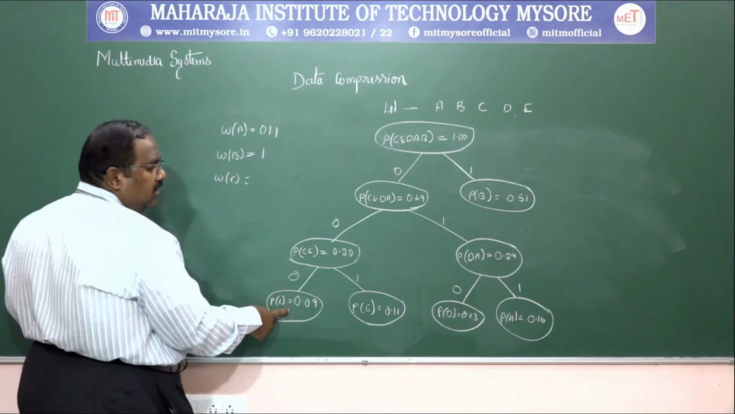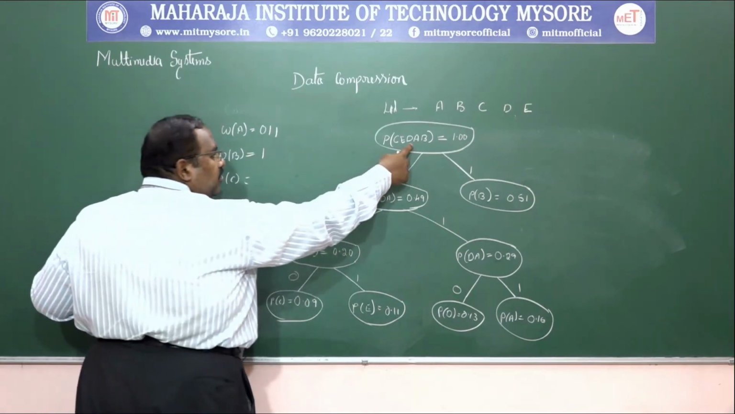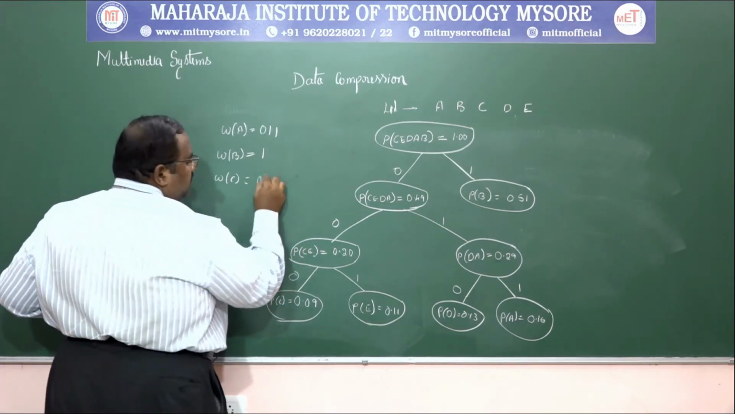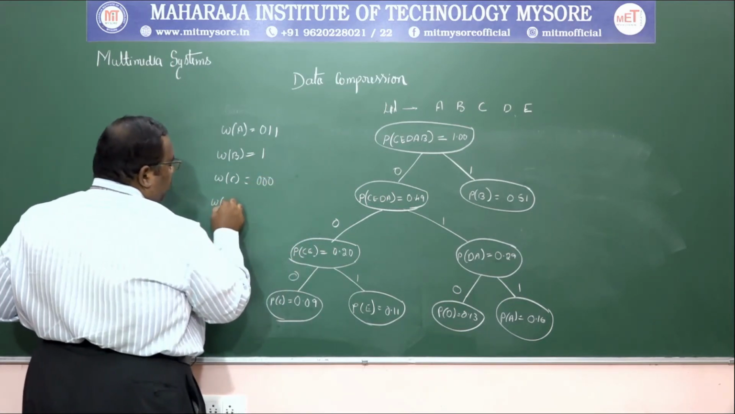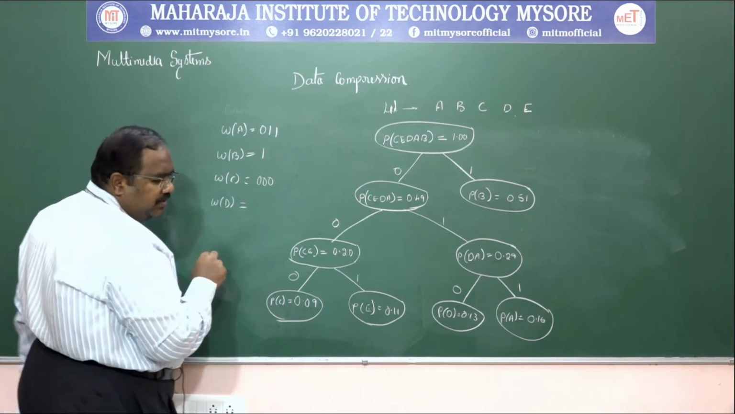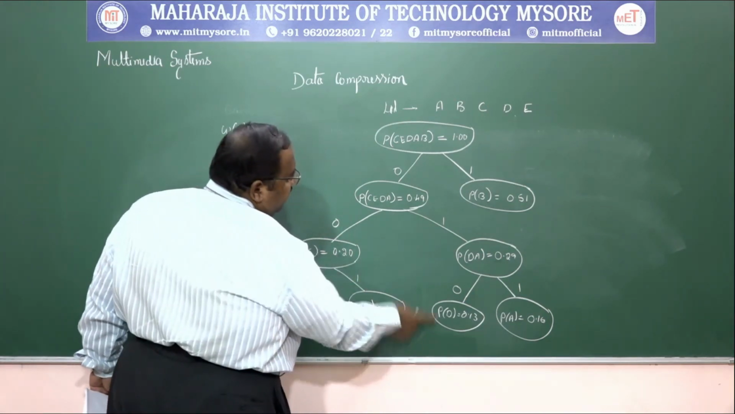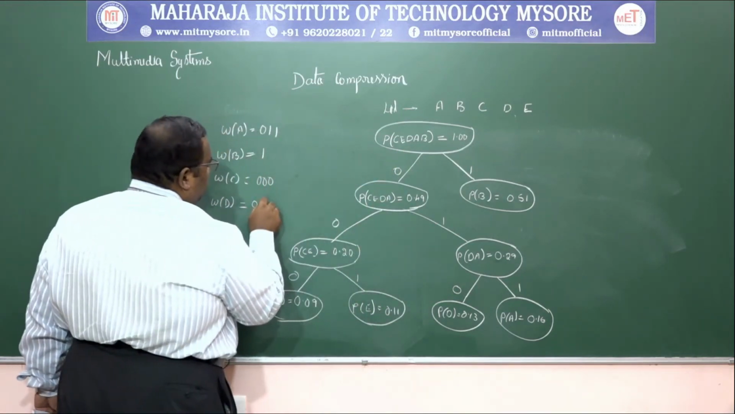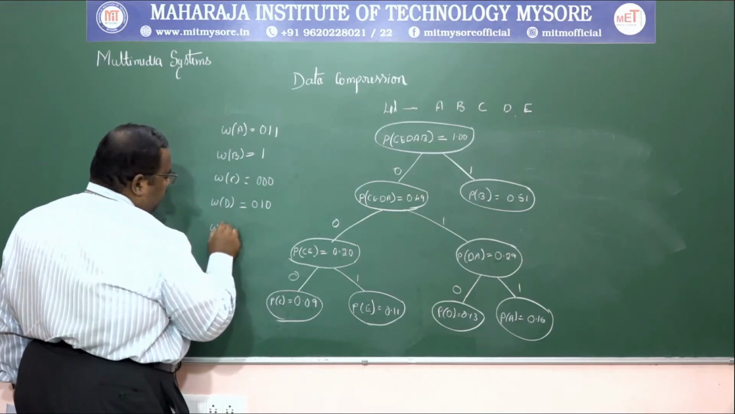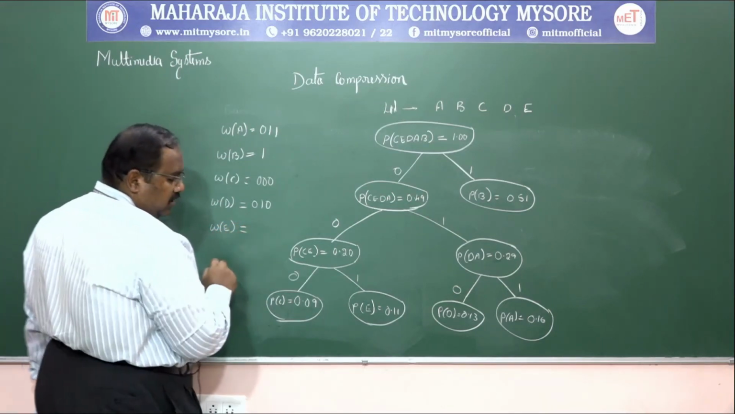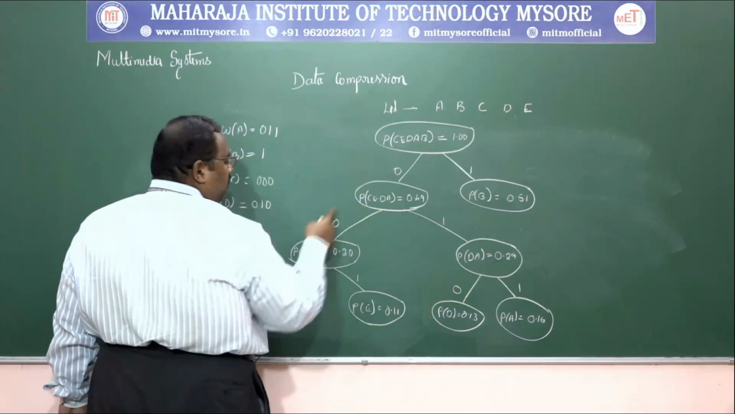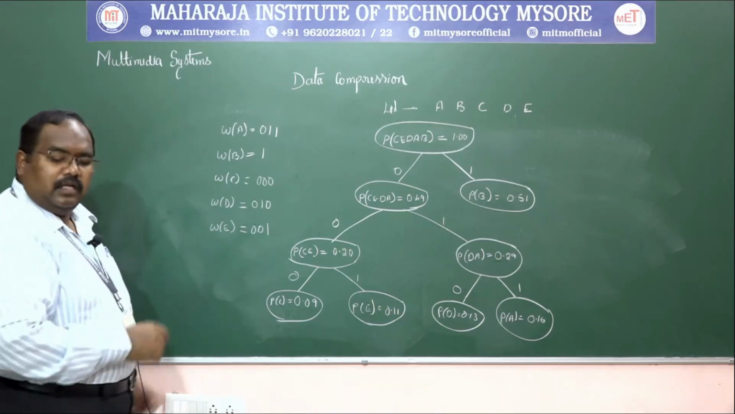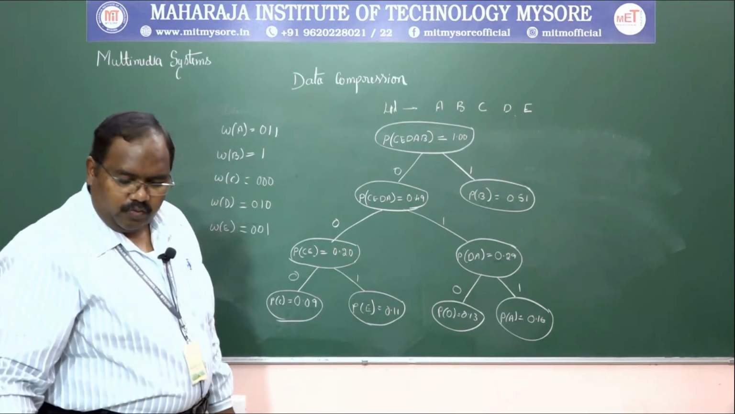Then weight of C. Where is C? C is here. So how do we reach here? From the root node, 0, 0, 0. So 3 zeros. Then W of D. Where is D? D is here. How do you reach here? From here 0, 1, 0. And finally W of E. E is here: 0, 0, 1. Look at this. Now we have received the weights.